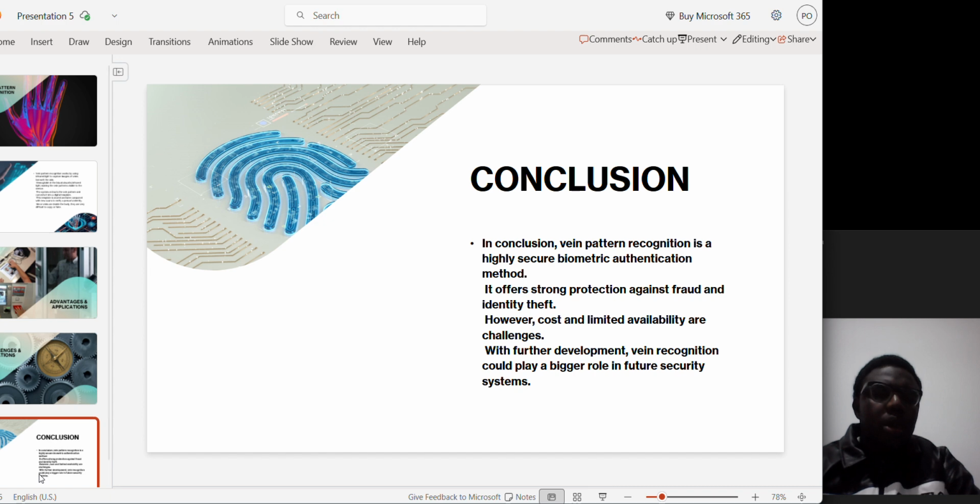In conclusion, vein pattern recognition is a highly secure biometric authentication method, but its cost and limited availability are challenges too.